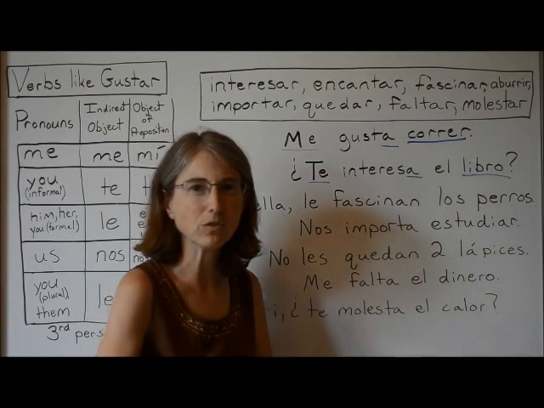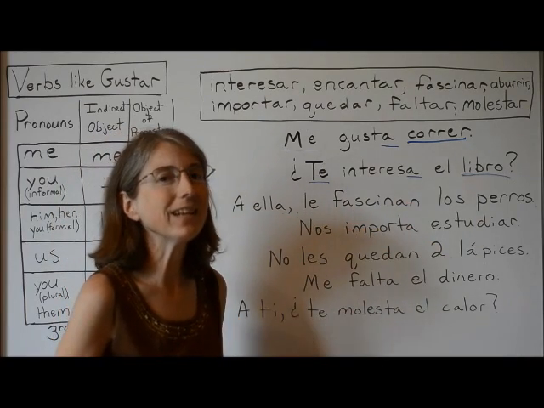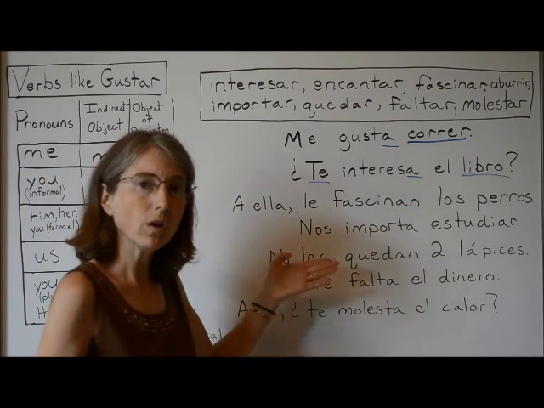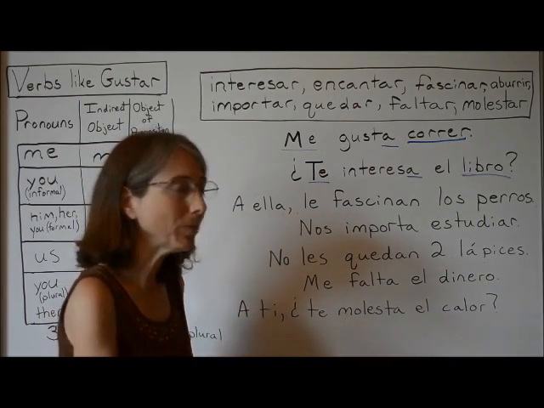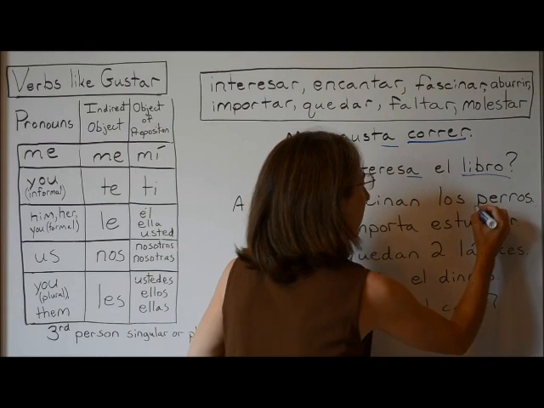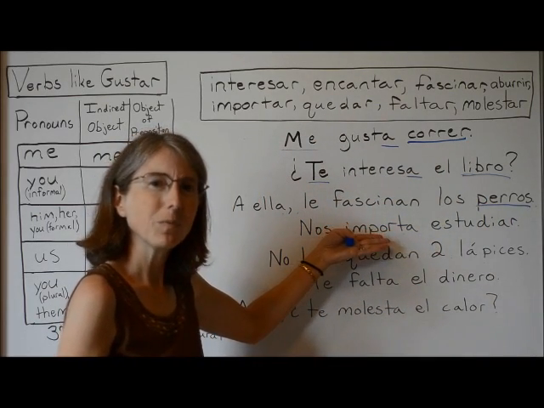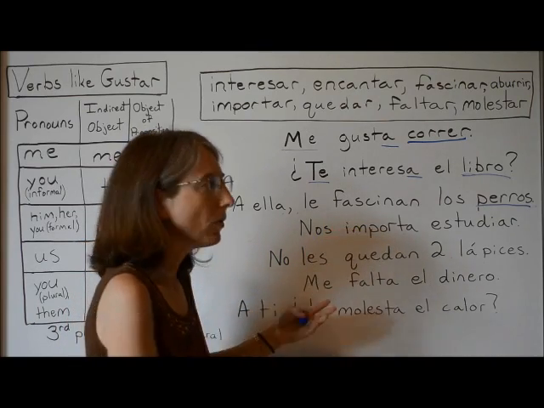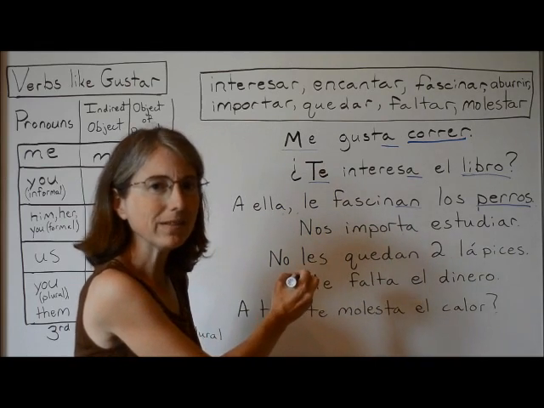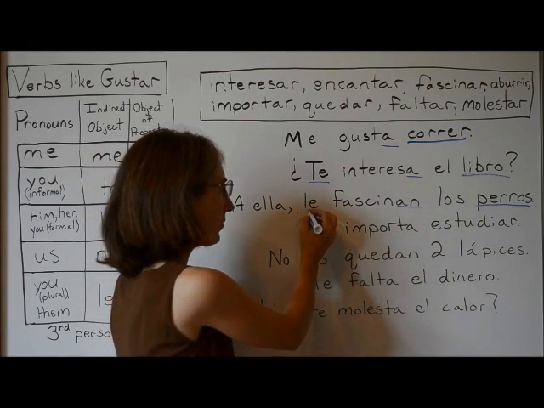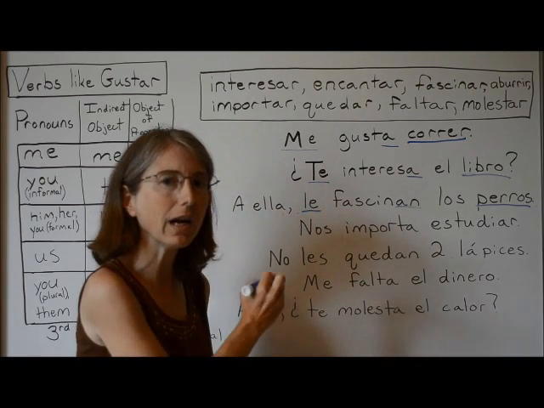Let's look at an example. I think this will make more sense to you. So, a ella le fascinan los perros. To her, dogs are fascinating. And so perros is the subject. And we conjugate the verb according to the subject, so we have third person plural, because perros is plural. Los perros le fascinan. And it's happening to her, a ella.